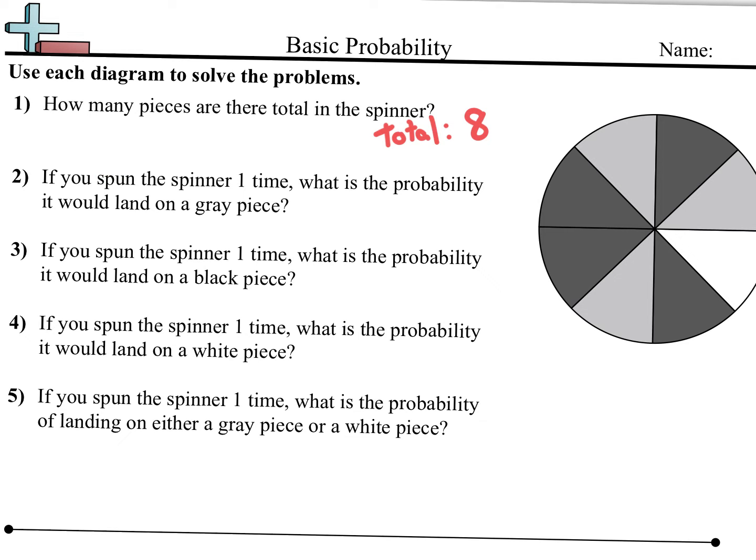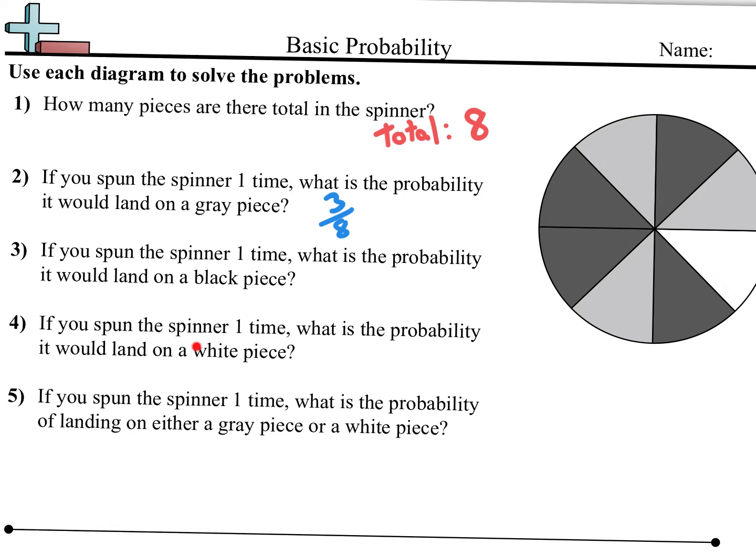What's the probability of you spinning it and it landing on a gray piece? 1, 2, 3 out of 8. See, you want 3 gray pieces out of the total 8. So 3 out of the total 8. Now, of course, you could change that to a decimal. You could change that to a percent.